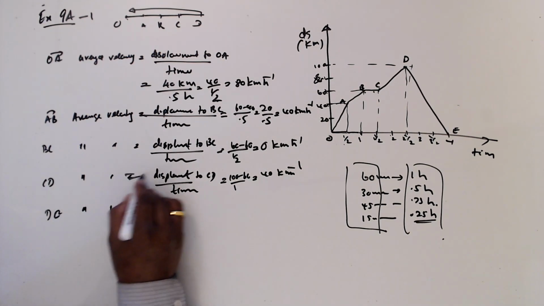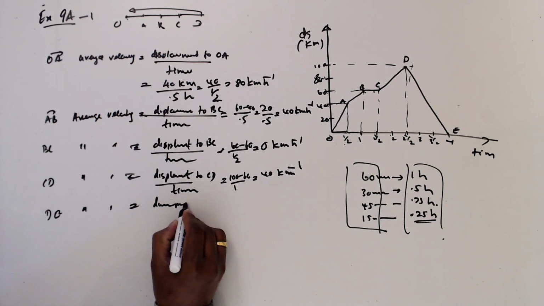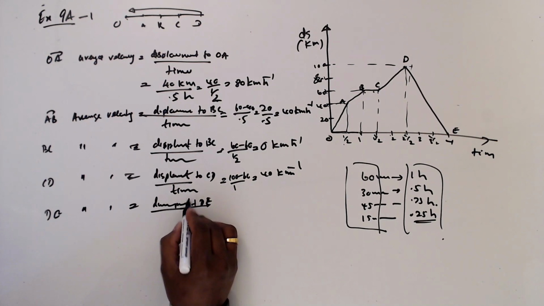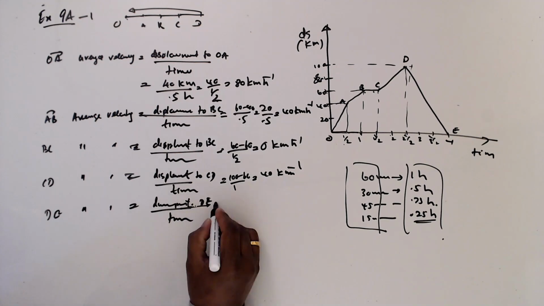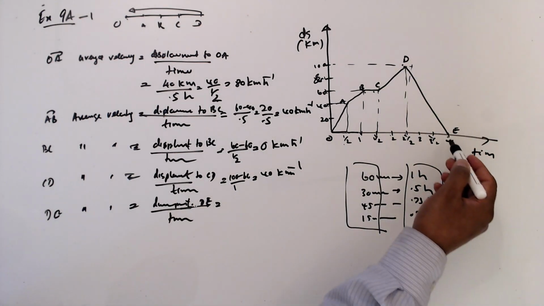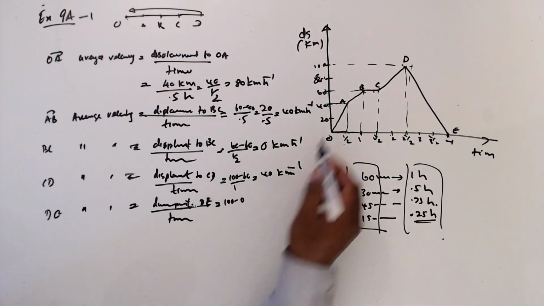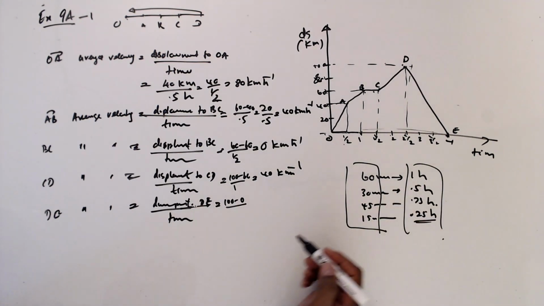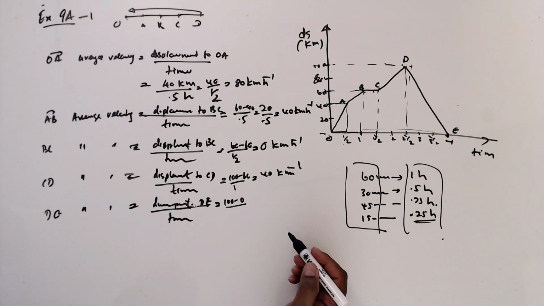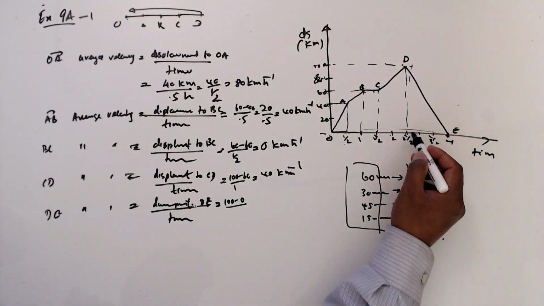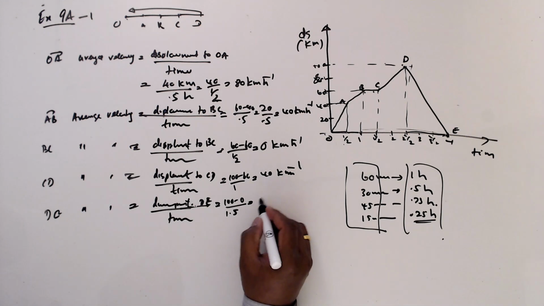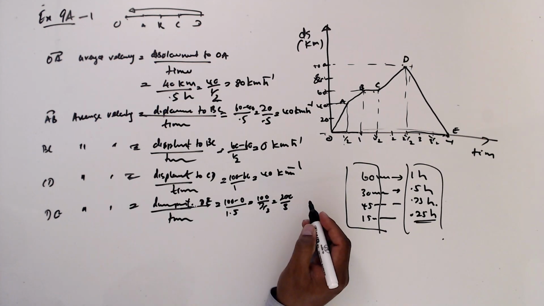And then D to E, average velocity equals displacement D to E divided by time. So it is 100, and now it is 0 after that. So 100 minus 0, divided by time. It took 4 hours. Sorry, from here to here it is 1.5 hours. So 1.5 or 3 over 2, 100 divided by 3 over 2, which is 200 over 3.